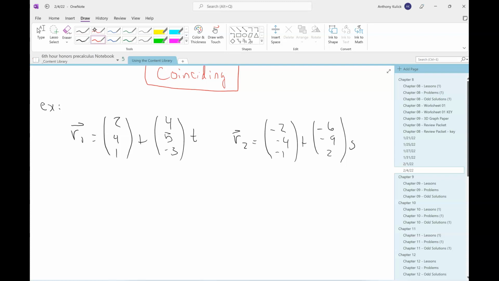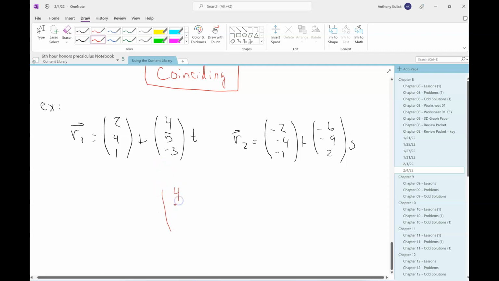So here again, we have two lines. We want to figure out what's going on between them. Are they intersecting, parallel, coinciding, non-parallel, non-intersecting? What's going on? Okay, so what's the first thing we should check? They're parallel. And how do I check if they're parallel? Yeah, we compare the direction vectors.